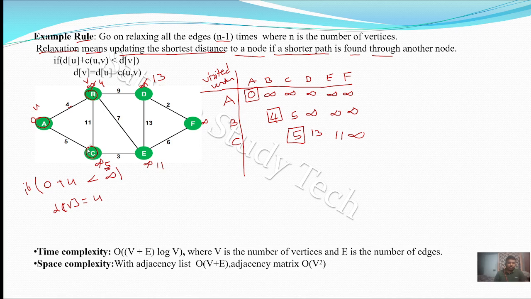C is a visited vertex. Now we can see what the edges are: C to B, but B is already visited, so we cannot change it. And C to E: that is 5 plus 3, 8, but E is already 11, so 8 is the minimum, so you can update it. So E is 8 here.